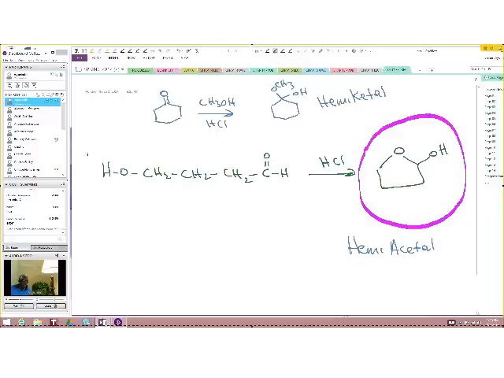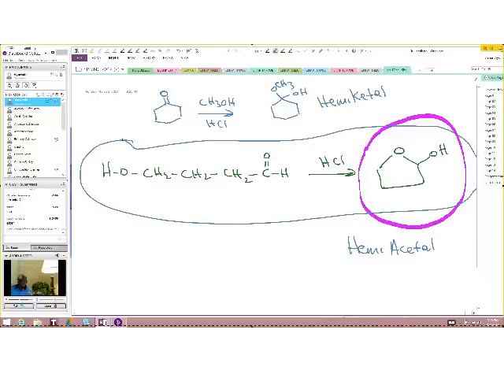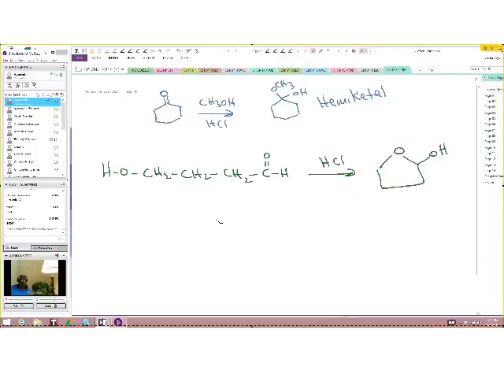Okay? So supposing I tell you to give me the mechanism of this reaction, this one here. Supposing I tell you to give me the mechanism of this reaction. Okay? What do you think is going to happen? Okay, let me number this carbon here to give you some help. Let's take all this out of the way.